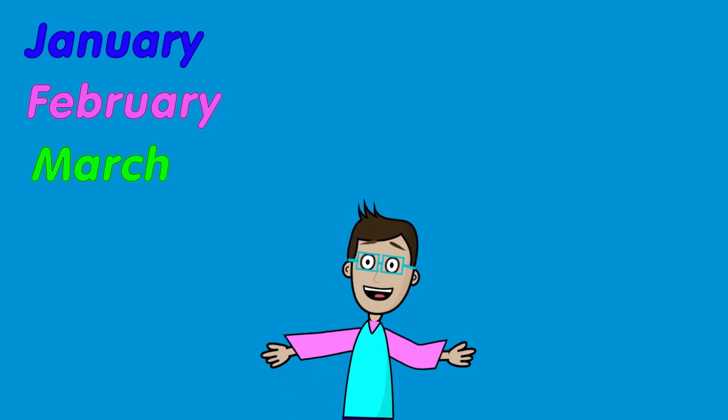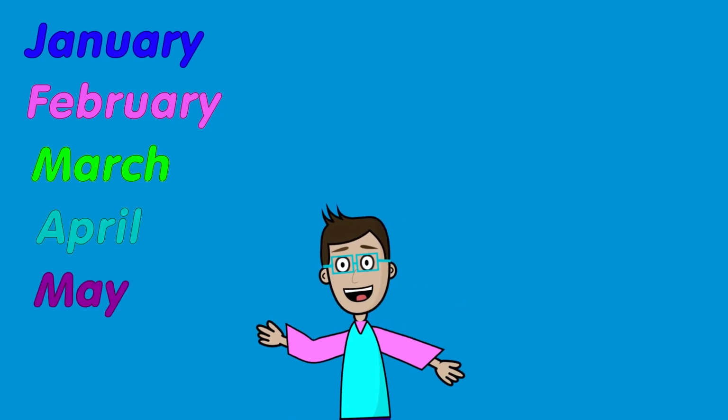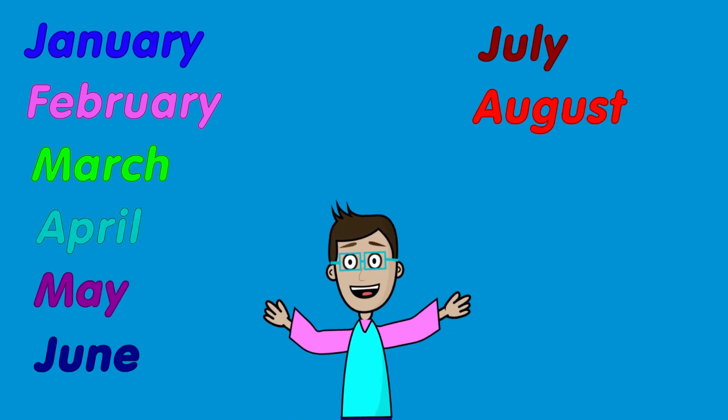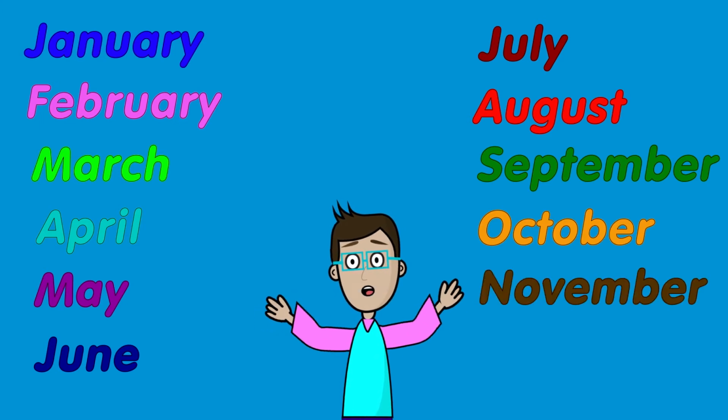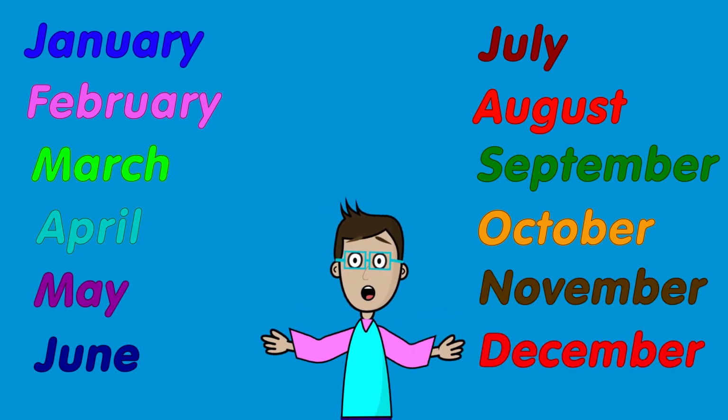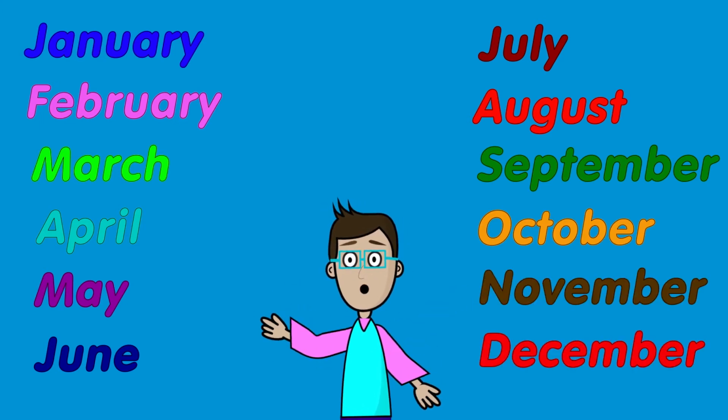January, February, March, and April, May, June, July, and August, September, October, November, December. Those are the months in a year.